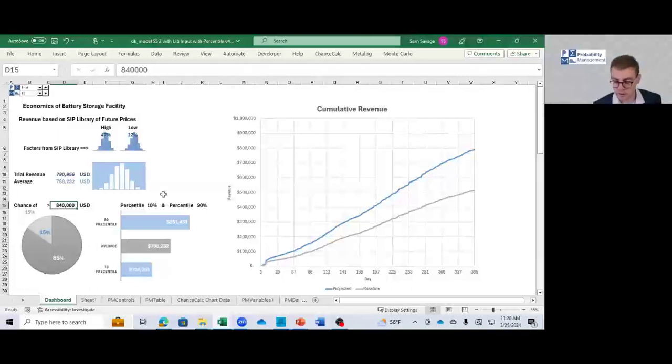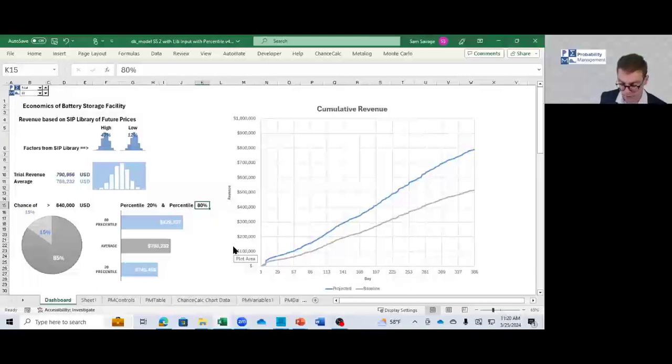Also, we can see the different percentiles. In the blue bar chart, you can see the 10th percentile revenue and the 90th percentile revenue. But what if we wanted to see the 28th percentile and the 80th percentile? We can really do it over and over again, also in much more complex models.